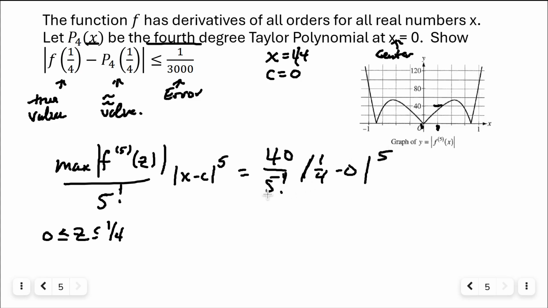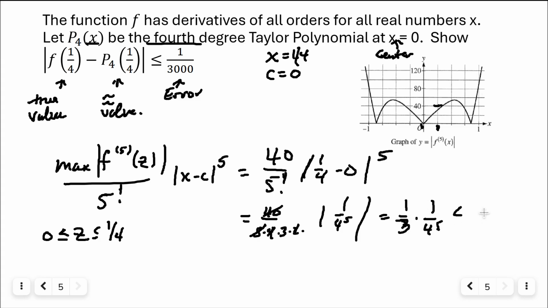And now, if I do that calculation correctly, well, let's see, 40 over 5 factorial, 5 times 4 times 3 times 2, and then 1 over 4 to the 5th. Let's see, that's 20, that, and that. Those three all knock out the 40, right? So this is 1/3 times 1 over 4 to the 5th. And that should be less than or equal to 1 over 3,000.